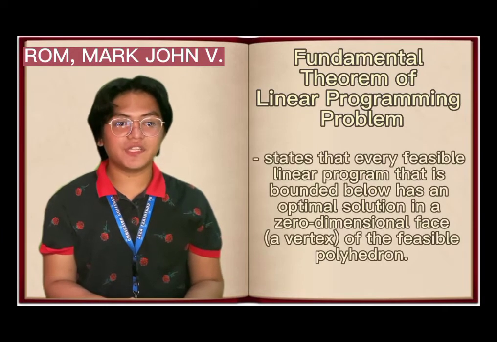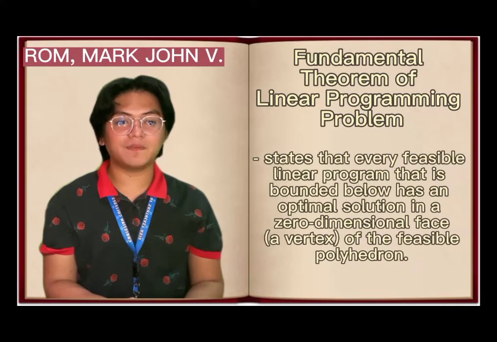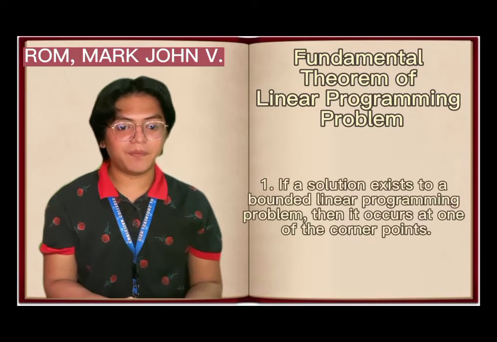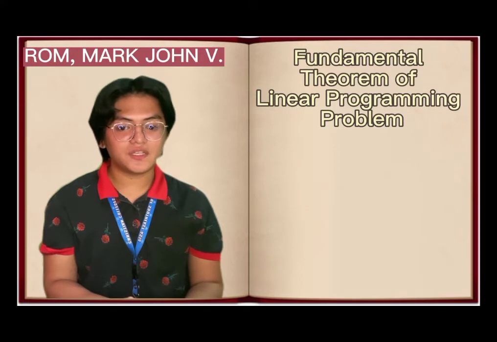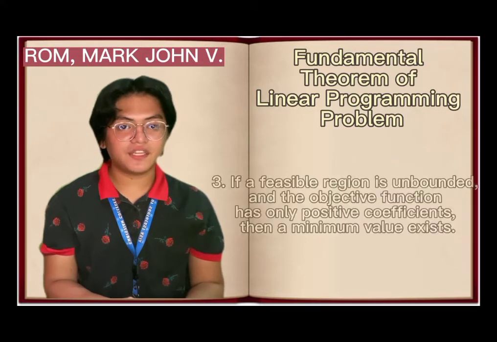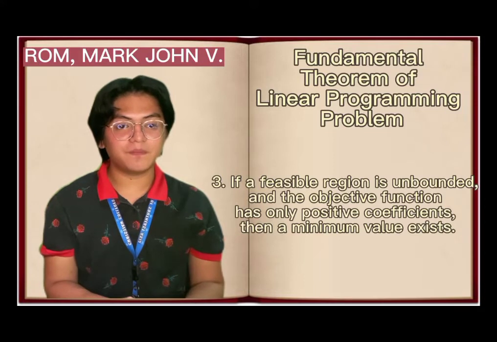States that every feasible linear program that is bounded below has an optimal solution in a zero-dimensional face, a vertex, of the feasible polyhedron. The following are the fundamental theorems. First, if a solution exists to a bounded linear programming problem, then it occurs at one of the corner points. Second, if a feasible region is unbounded, then a maximum value of the objective function does not exist. Third, if a feasible region is unbounded, and the objective function has only positive coefficients, then a maximum value exists.